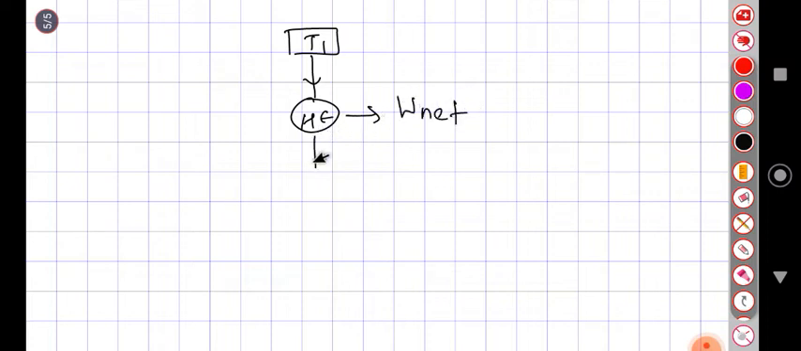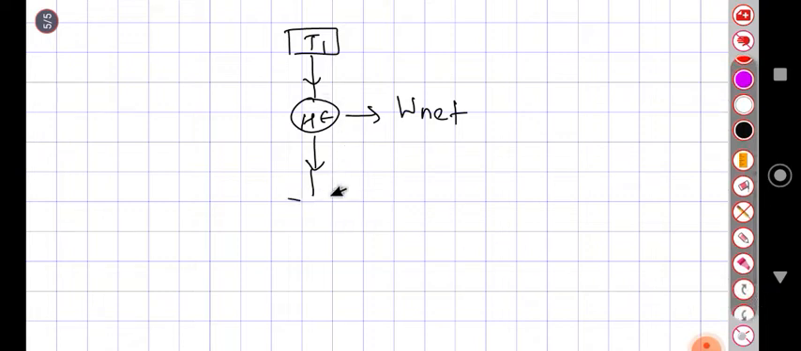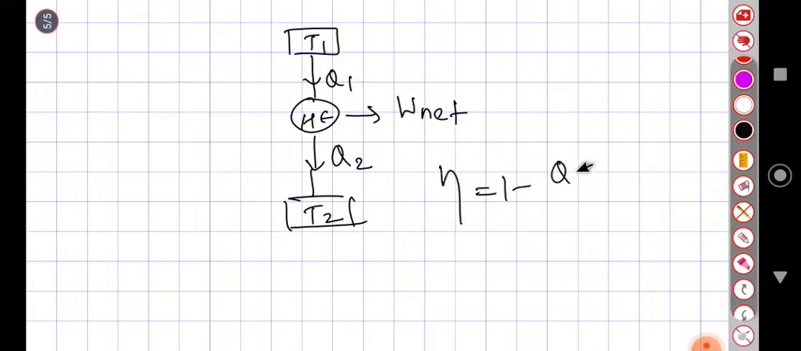When we are getting the net work, what are we supplying? This is our reservoir 2, you can call it the sink. Q1 is the heat supplied and Q2 is the heat rejected. So the efficiency, which we have calculated earlier, is 1 minus Q2 by Q1, that is, net work to the heat supply. We have discussed this earlier, right?